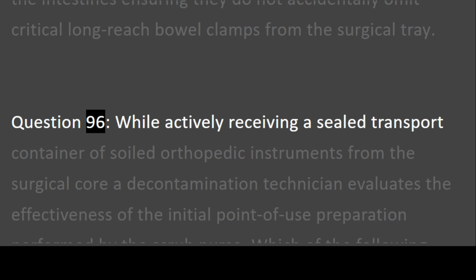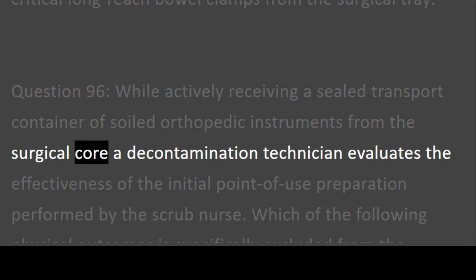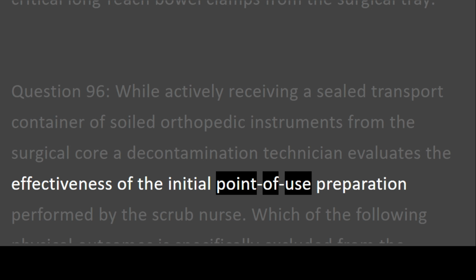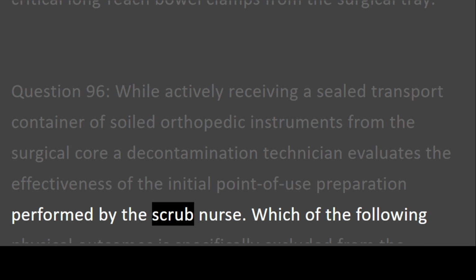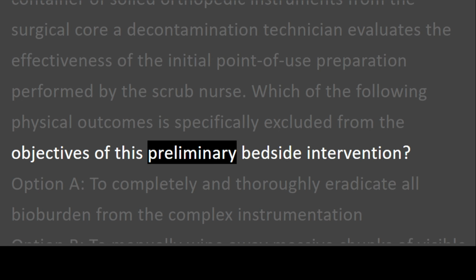Question 96. While actively receiving a sealed transport container of soiled orthopedic instruments from the surgical core, a decontamination technician evaluates the effectiveness of the initial point-of-use preparation performed by the scrub nurse. Which of the following physical outcomes is specifically excluded from the objectives of this preliminary bedside intervention?